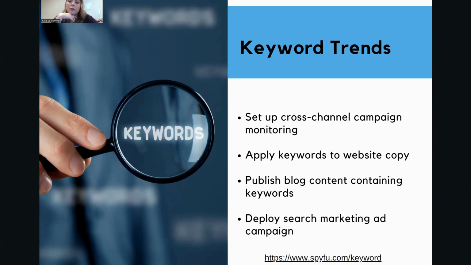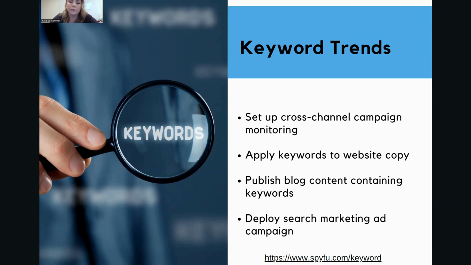Apply keywords to your website copy. So once you know those keywords, we can start creating content pieces like publishing blog content containing the keywords. We can embed it into our website text. We can use it for SEO. So knowing those keywords and what people are searching for gives you a one-up on just trying to create content and create pieces without knowing what people are actually looking for.